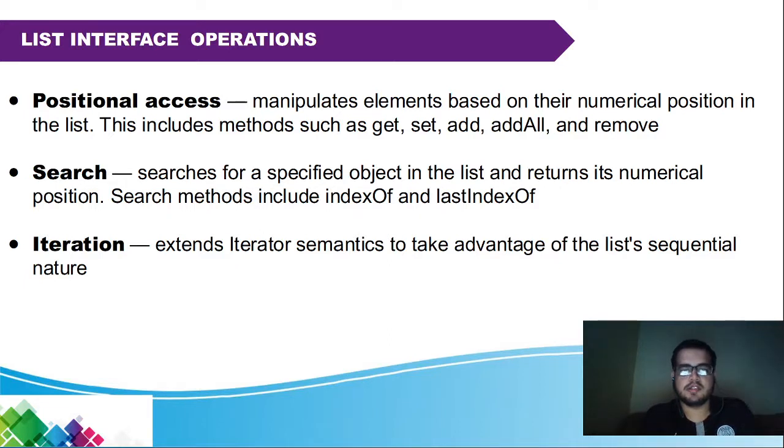Positional access manipulates elements based on their numerical positions in the list. This includes get, set, addAll, and remove methods. The search method is used to search for a specified object in the list and returns its numerical position. The methods are indexOf and lastIndexOf. And iteration is used to iterate the list.